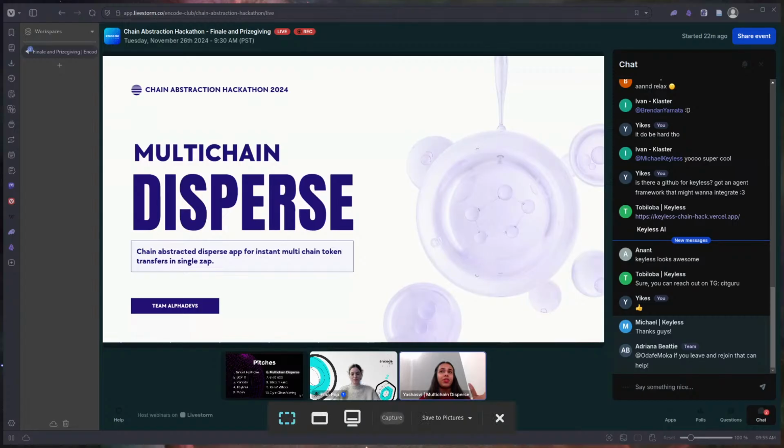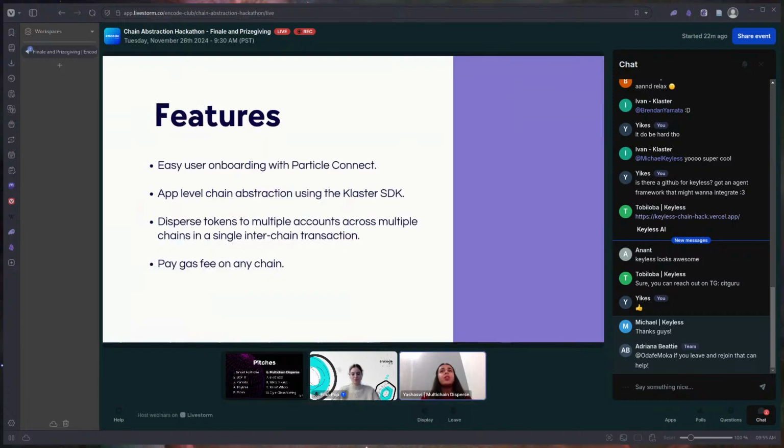Let's look at some of the features of multi-chain disperse. So the platform provides easy user onboarding with Particle Connect. We have implemented app-level chain abstraction using the Cluster SDK. So a user can disperse token to any number of accounts on any number of chains in a single interchain transaction. And also you can pay gas fee on any chain of your choice.